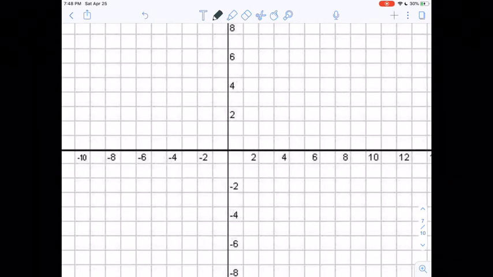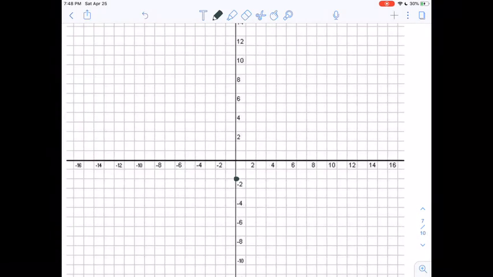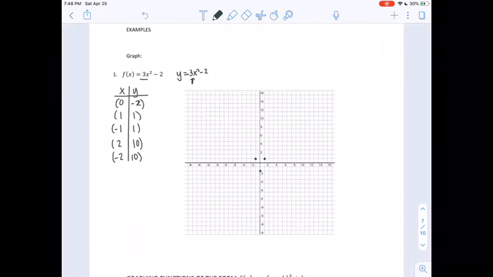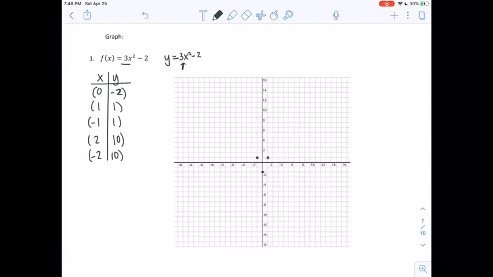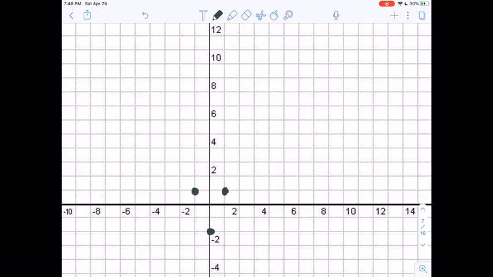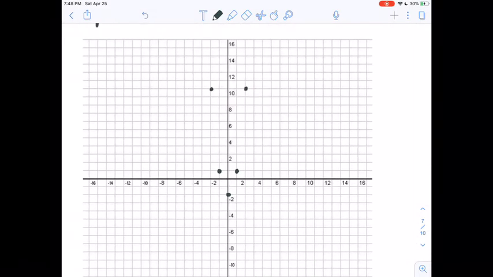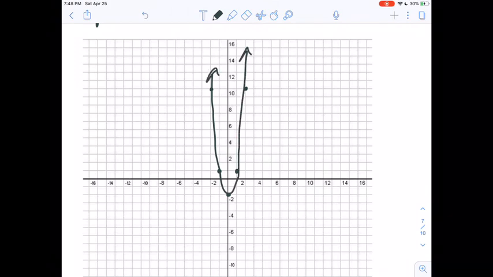So 0, negative 2 is my vertex. 1, 1 and negative 1, 1 are those 2 points. And then I have 2, 10 right here, and negative 2, 10 up here. Notice how narrow my graph is. That's because the distance between my y's is getting bigger, so the more narrow my graph is becoming. Okay, and then I'm going to curve up. And there's my parabola.